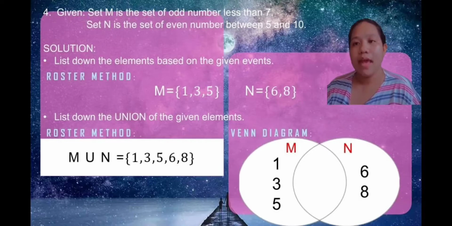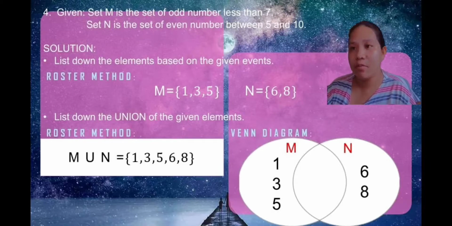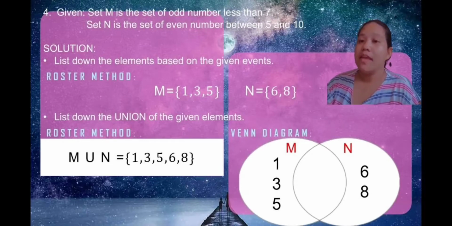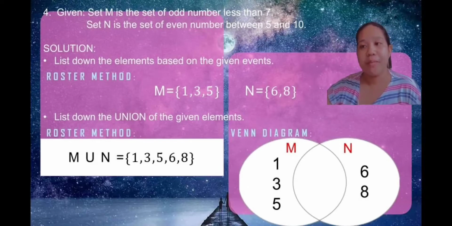So, set M is the set of odd. Pag sinabi natin odd, yun yung mga hindi divisible by 2. So, ano nga ba yung mga number na hindi divisible by 2 na less than 7? So, yung mga number na odd is 1, 3, and 5. So, the set M is equals to 1, 3, and 5. Next, set N. Set N is the set of even number between 5 and 10.